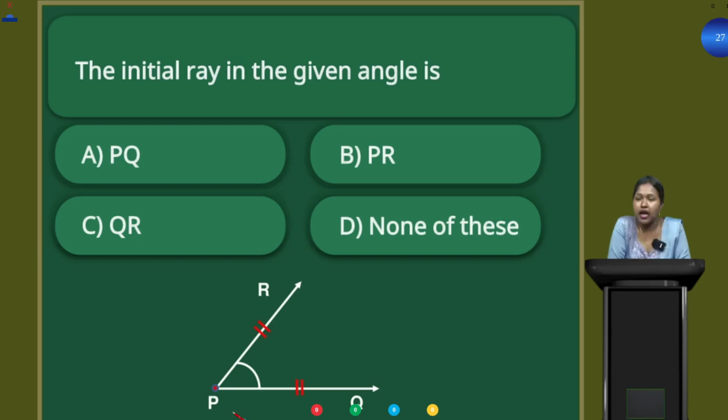I gave you time. All of you try and tell me the answer. What would be your answer? You can see the diagram here. Here is one angle representation. The angle is given as angle RPQ, or you can say angle QPR, or simply you can say this one is angle P. So, what would be your answer? What is the initial ray, my dear students?